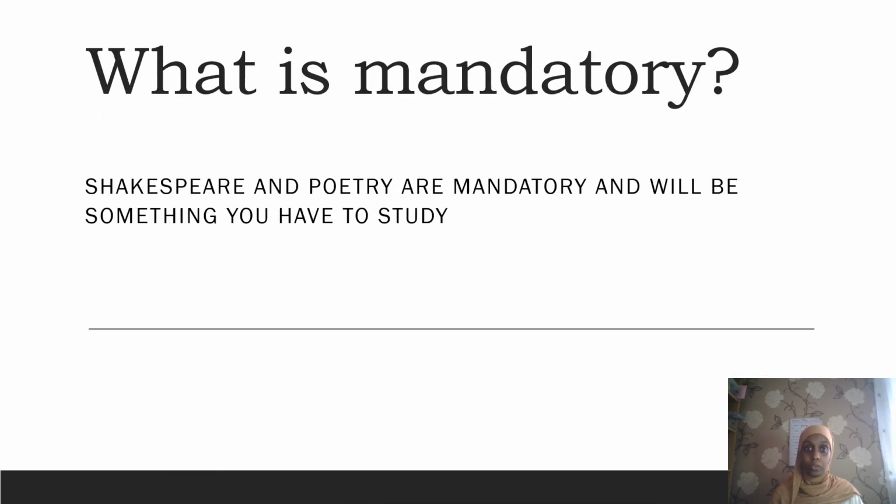So what is mandatory? Shakespeare and poetry are mandatory and will be something you have to study. So you will still have to do a Shakespeare, Macbeth, Tempest, Romeo and Juliet, Othello, whatever your school does. And you will still have to do one of the poetry anthologies, so either Love and Relationship or Power and Conflict. That is still mandatory. You will still need to do those. You can't get out of it.